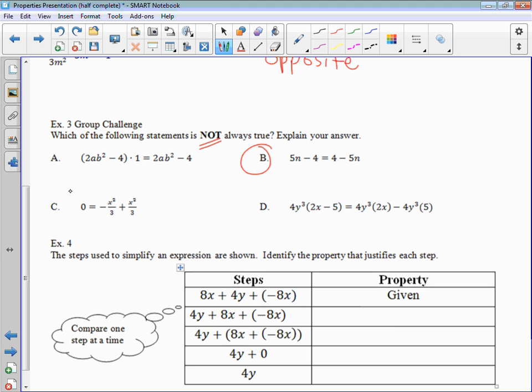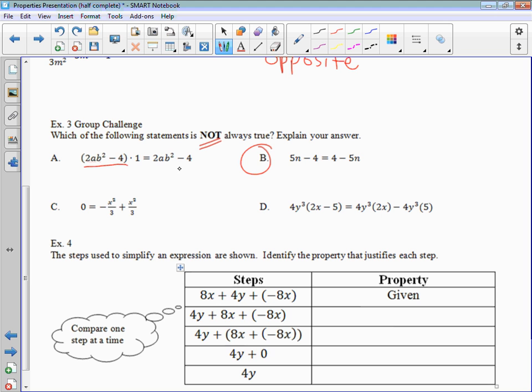Right? What property is this an example of? What happened? Did we change? We had 2ab squared minus 4. 2ab squared minus 4. Did we change there? Yeah. No, this is the same.